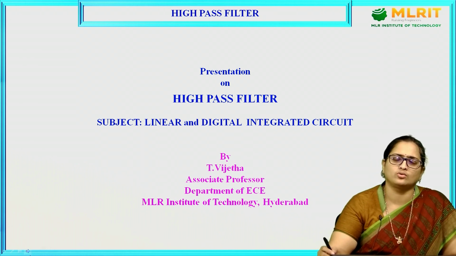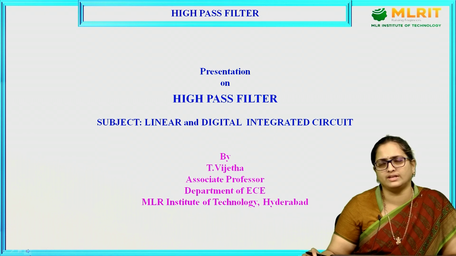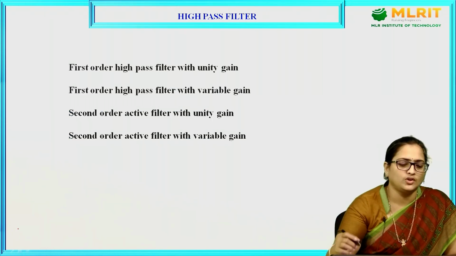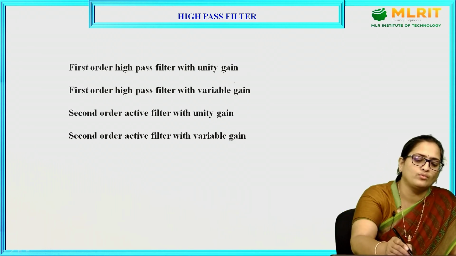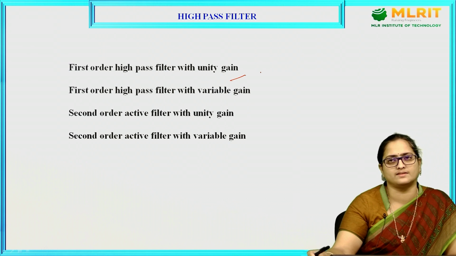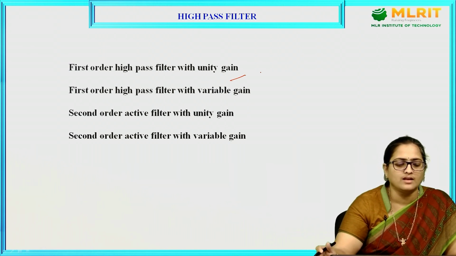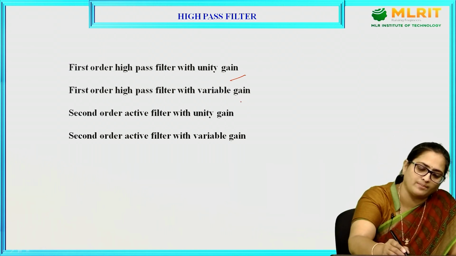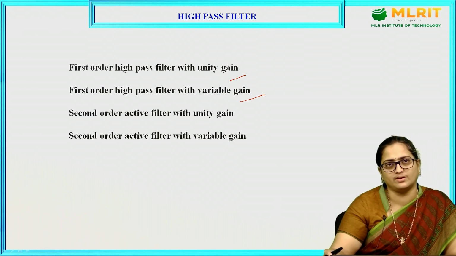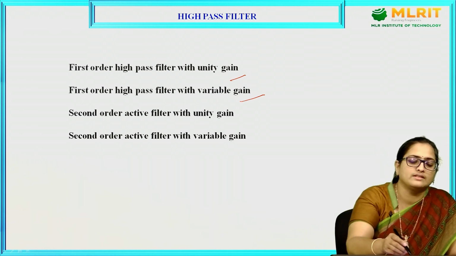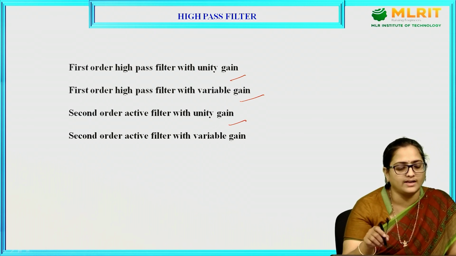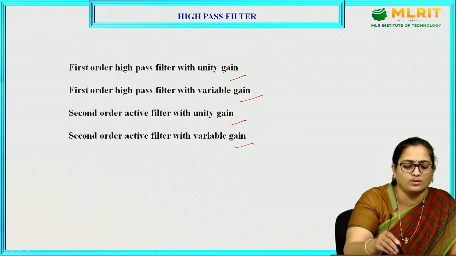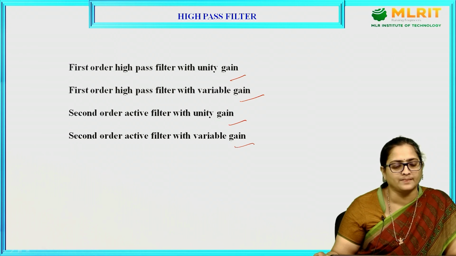Today I would like to talk on high pass filter from linear and digital integrated circuits. These are the topics which I want to discuss in this video: how the first order high pass filter will be designed with unity gain, how the first order high pass filter will be designed with a variable gain, how a second order active filter is designed with unity gain, and lastly a second order active filter with variable gain.